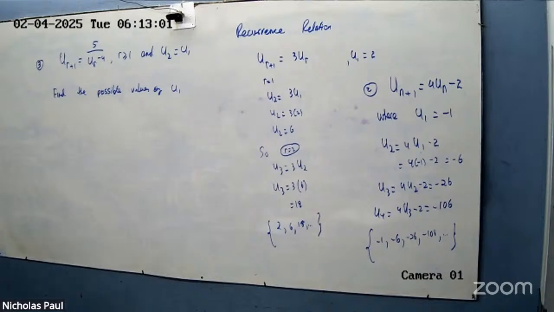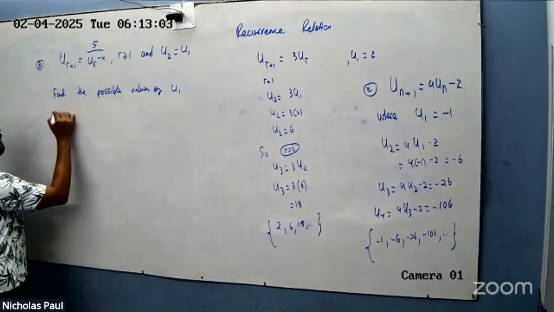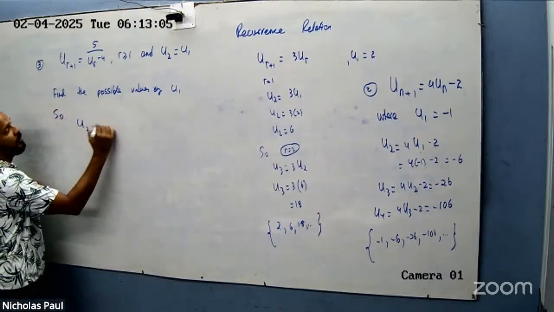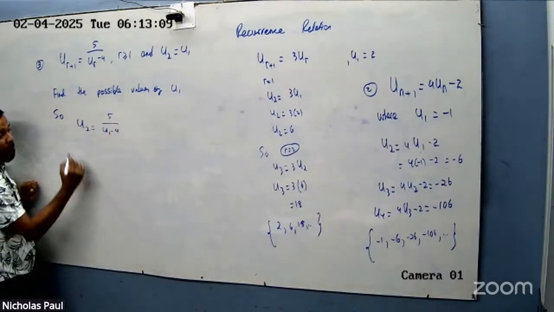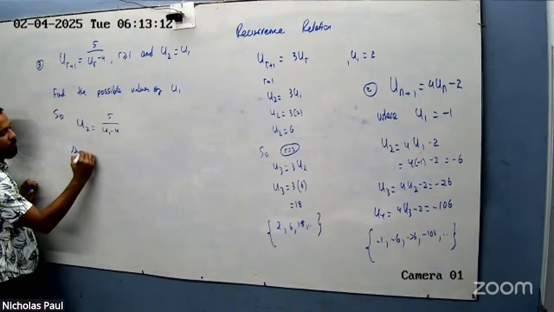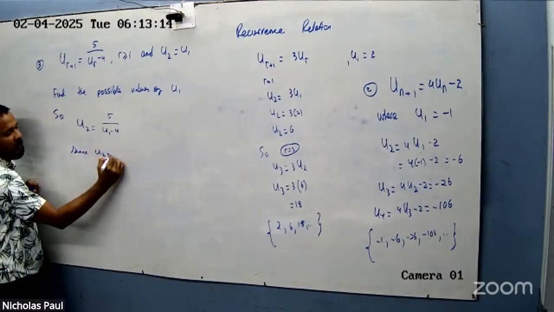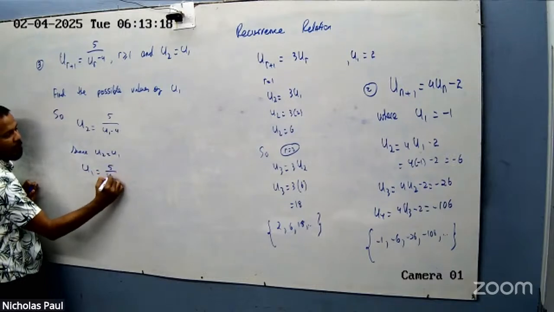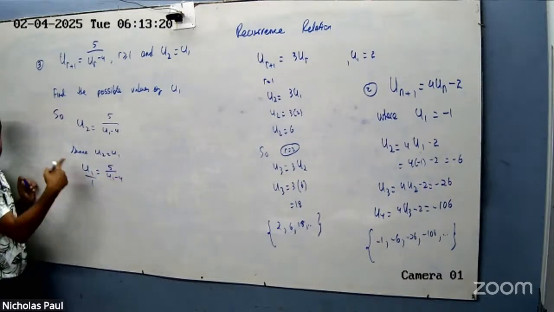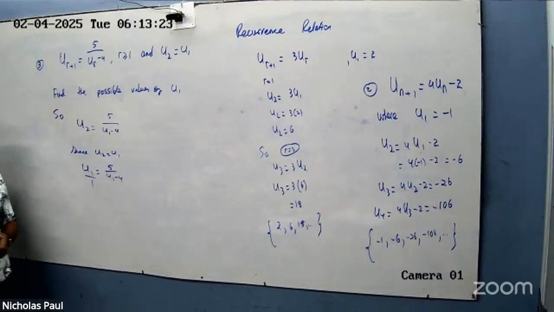So some of you all have this, right? Some of you all have U2 is equal to 5 on U1 minus 4. Nice. But what do we know about U2? U2 is equal to U1. So can I just replace U2 with U1? First cross multiply, get a quadratic and solve.